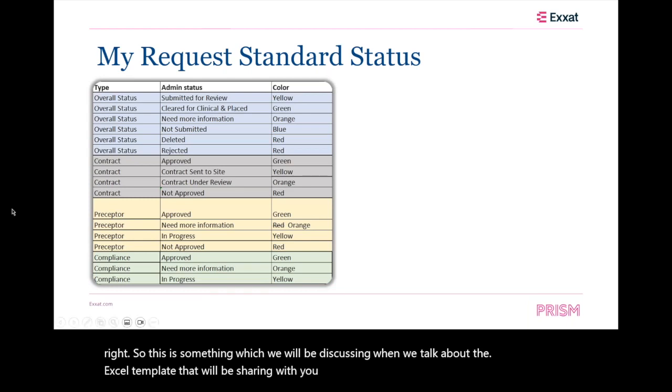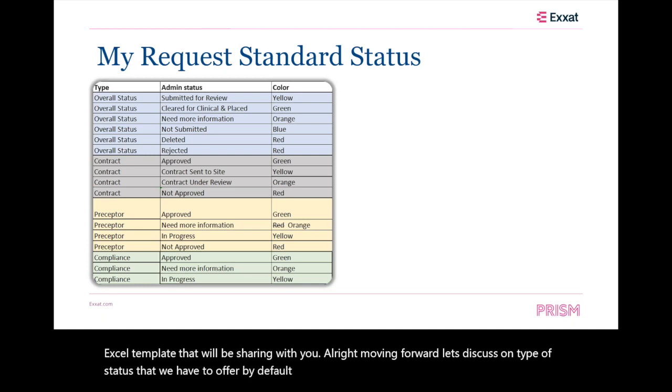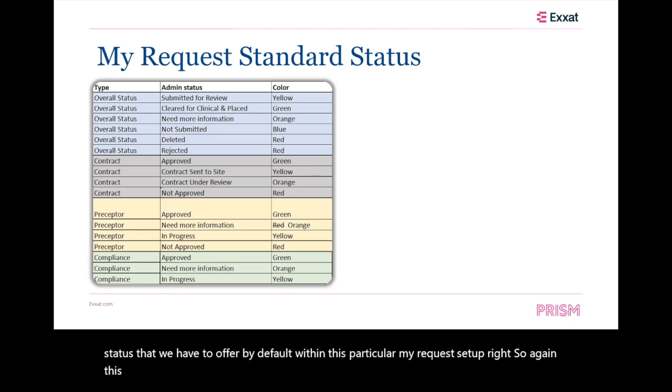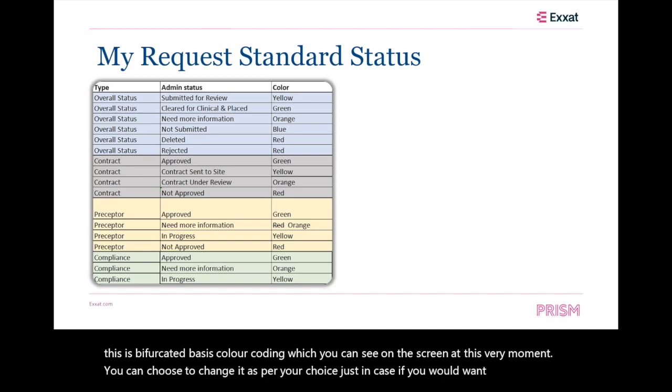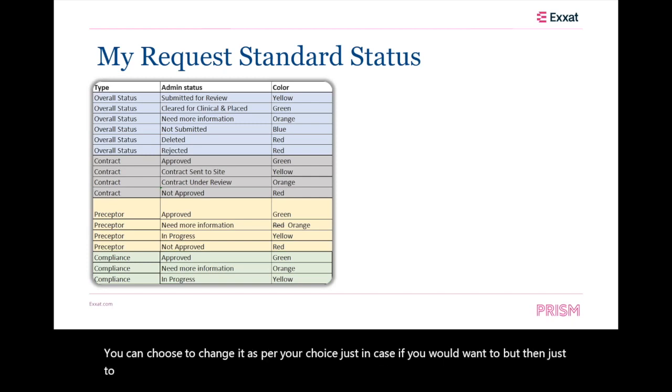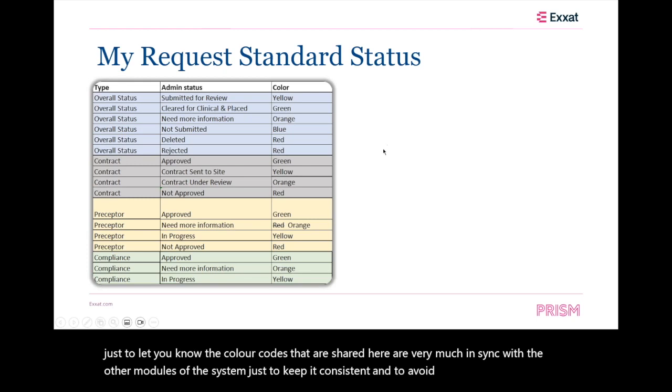Moving forward, let's discuss the type of status that we offer by default within this my request setup, right? Again, this is bifurcated on the basis of color coding, which you can see on the screen at this moment. You can choose to change it as per your choice if you would want to. But just to let you know, the color codes shared here are very much in sync with the other modules of the system, to keep it consistent and to avoid any confusion, right?